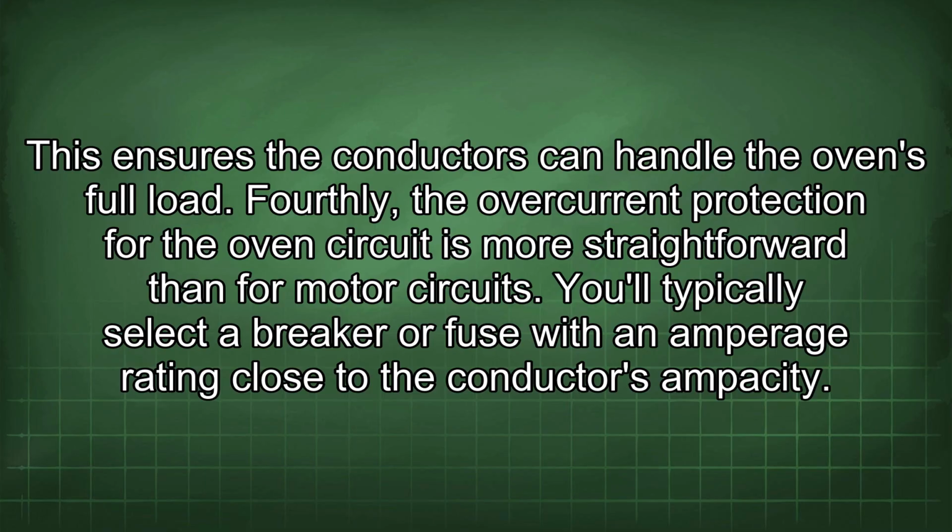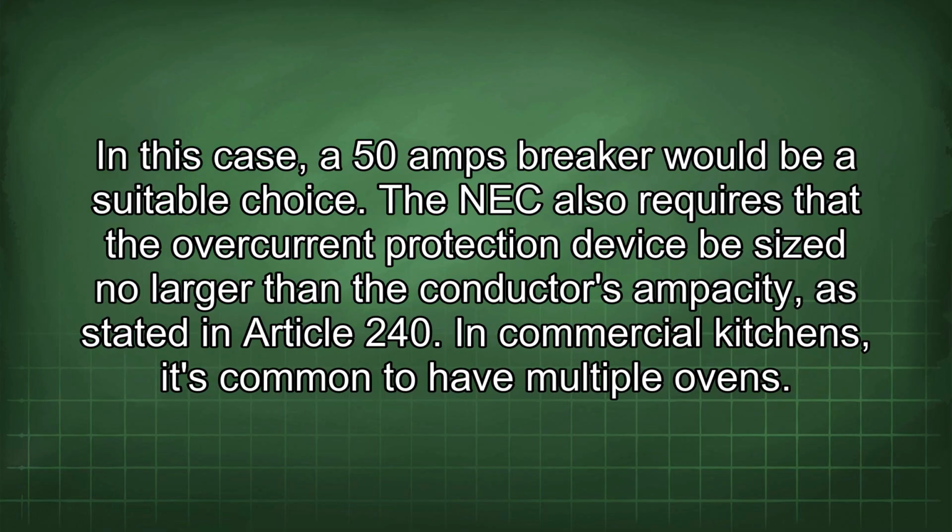Fourthly, the overcurrent protection for the oven circuit is more straightforward than for motor circuits. You'll typically select a breaker or fuse with an amperage rating close to the conductor's ampacity. In this case, a 50 amp breaker would be a suitable choice. The NEC also requires that the overcurrent protection device be sized no larger than the conductor's ampacity, as stated in Article 240.